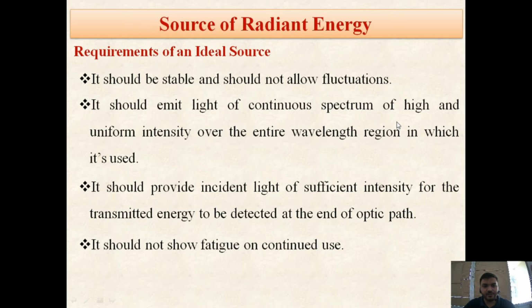Source of radiant energy. Requirements for an ideal source: it should be stable and should not allow fluctuations. It should emit light of a continuous spectrum of high and uniform intensity over the entire wavelength region in which it is used. It should provide incident light of sufficient energy or intensity for the transmitted energy to be detected at the end of the optical path. It should not show fatigue on continuous use.